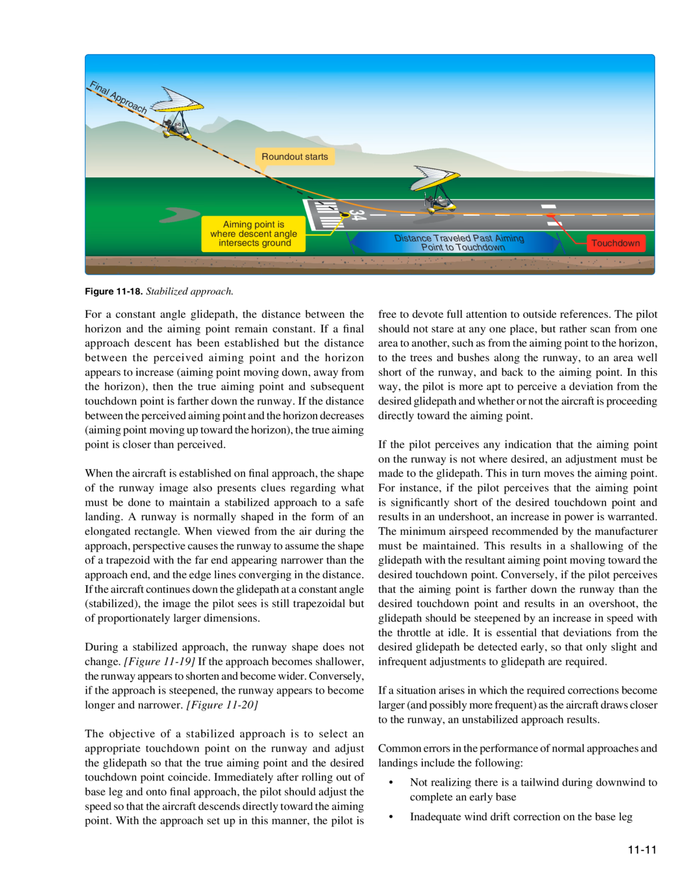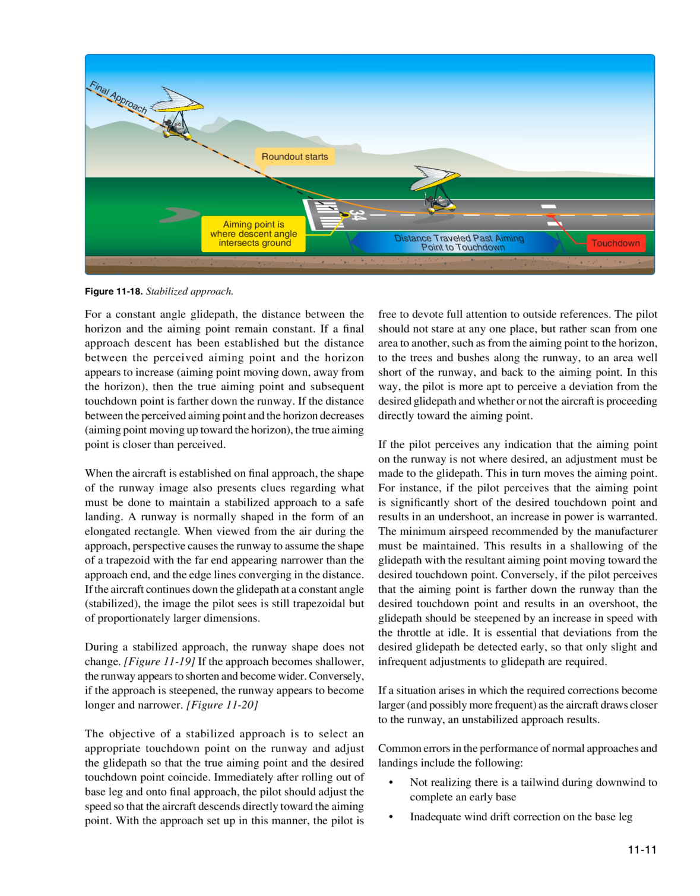Conversely, if the pilot perceives that the aiming point is farther down the runway than the desired touchdown point and results in an overshoot, the glide path should be steepened by an increase in speed with the throttle at idle. It is essential that deviations from the desired glide path be detected early, so that only slight and infrequent adjustments to glide path are required. If a situation arises in which the required corrections become larger, and possibly more frequent, as the aircraft draws closer to the runway, an unstabilized approach results.